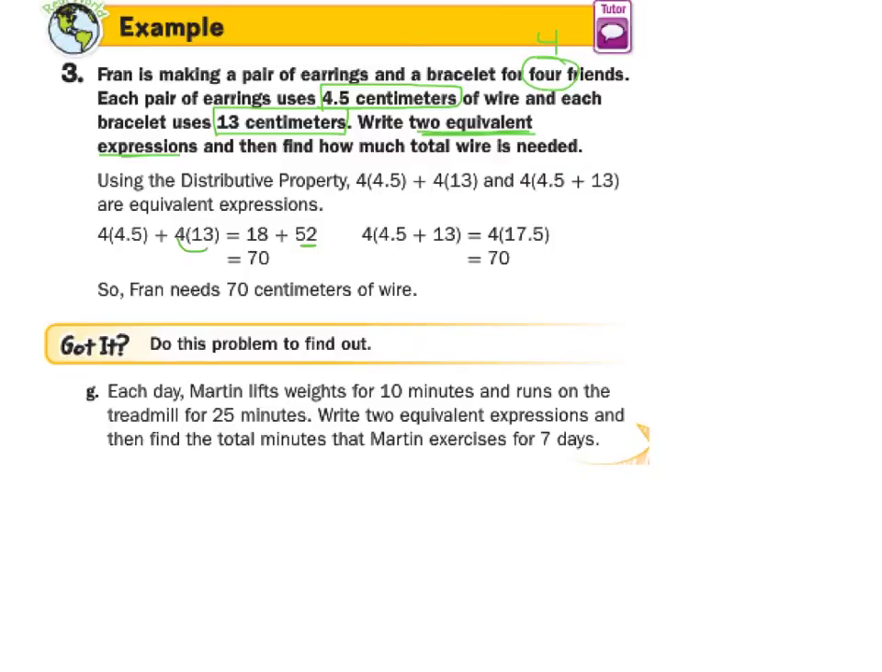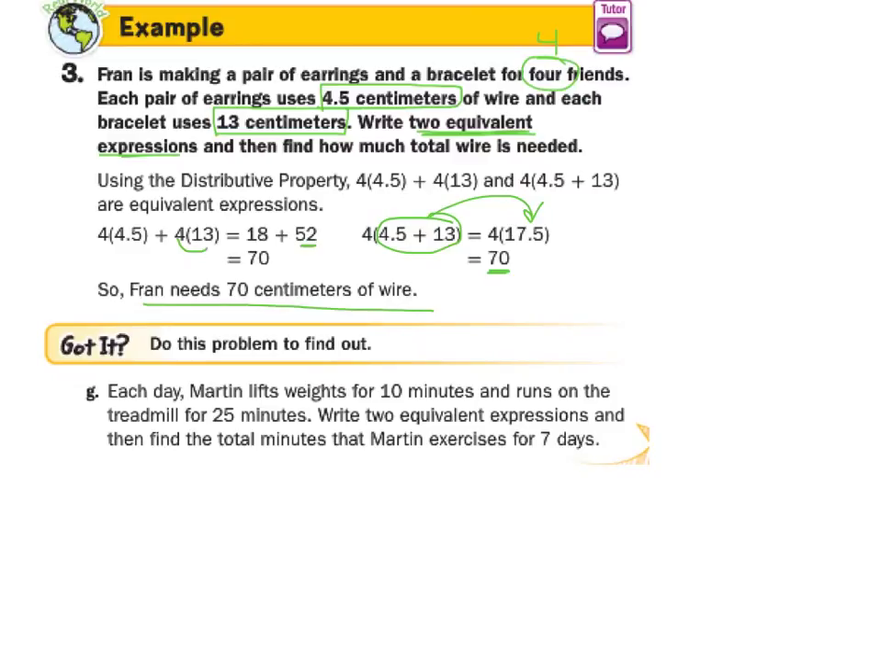We could also have done it by taking 4 times the 4.5 plus 13. So we add these together here in the middle, and we get 17.5 times 4 is 70. It's a little quicker. So we're going to need 70 centimeters.